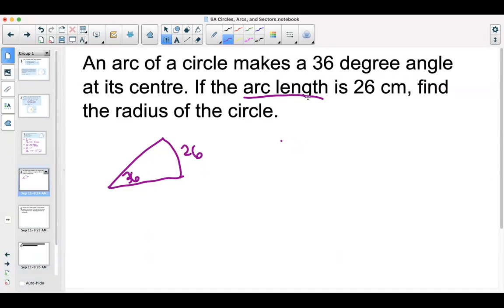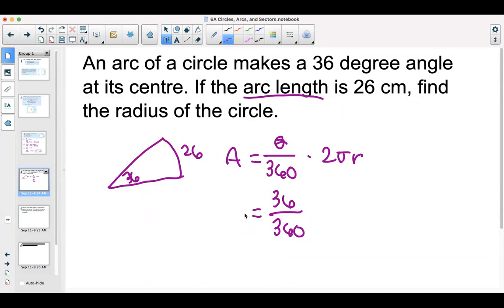Because it gives us the arc length, we can use our formula. We know our formula is theta over 360 times 2 pi r. And so we know the 36 over 360, and this is our arc length. I'm just going to label it as A. We know that that is... no, we don't. It's 26. Sorry. It's 26.